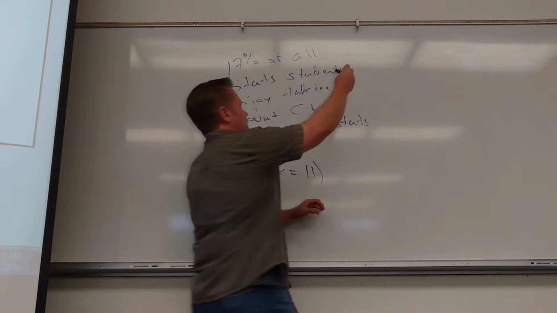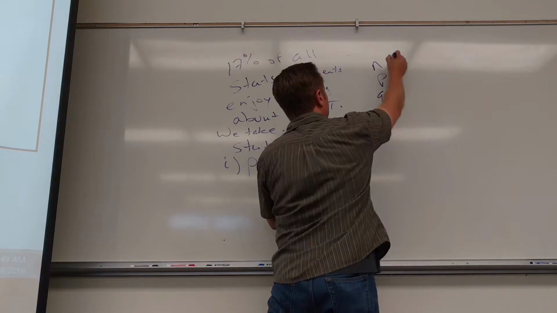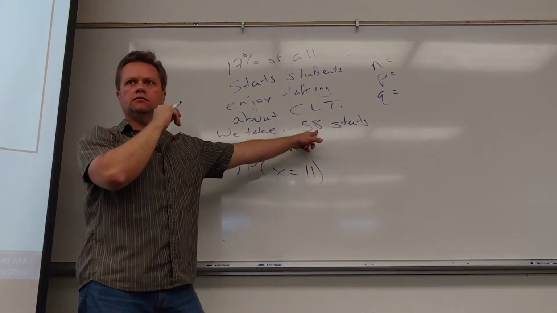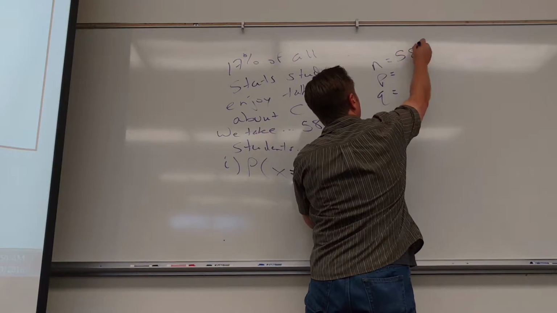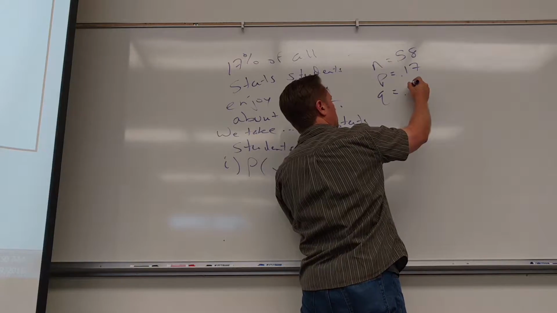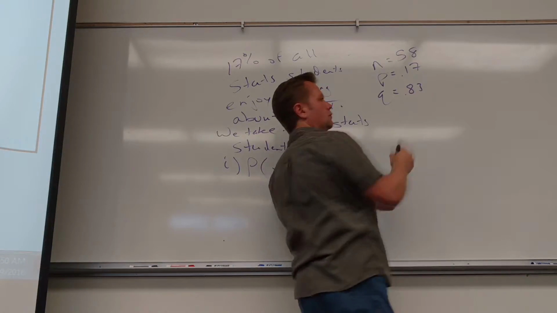So real quick, what's N? What's P? What's Q? N is 58. P is 0.17. And Q is 0.83. Cool, I like it.